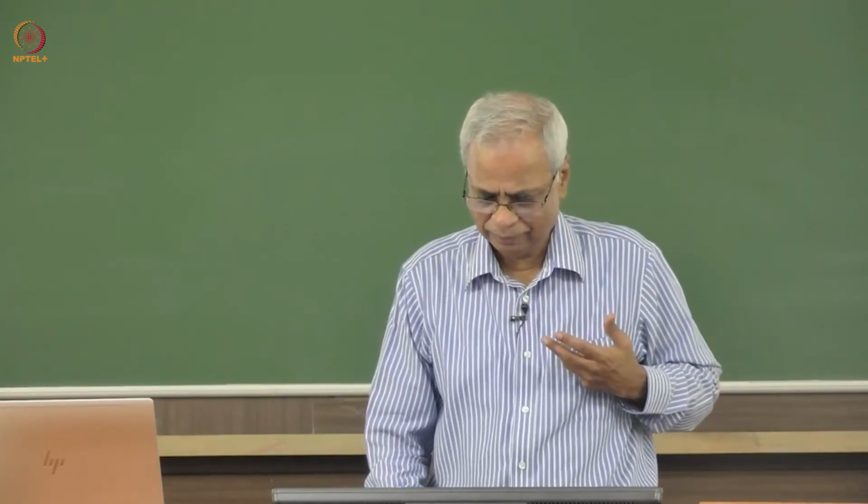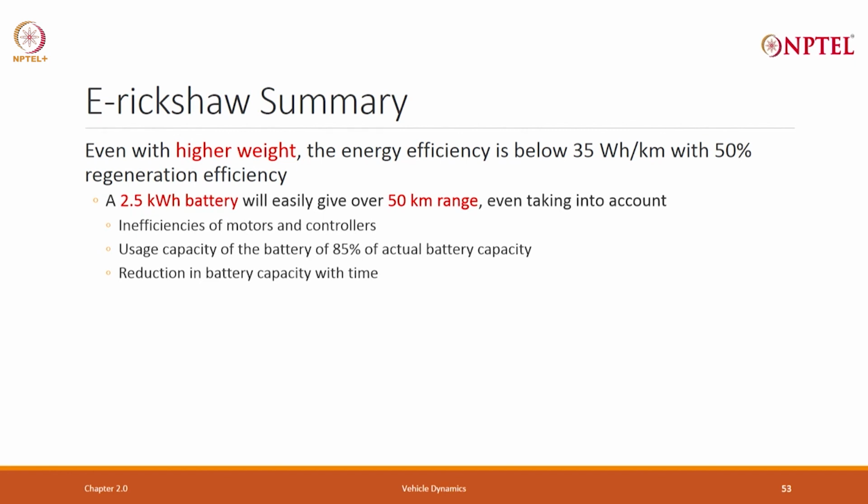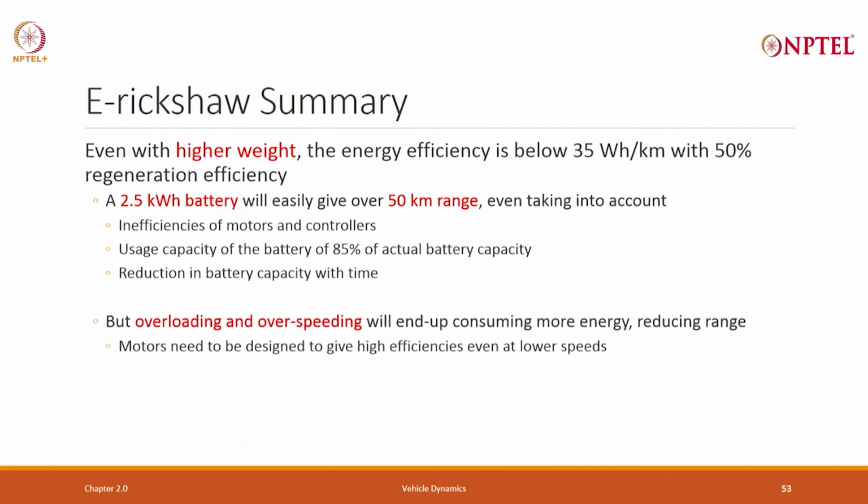a small sedan. So, e-rickshaw summary: even with higher weight, the energy efficiency is below 35 watt hour per kilometer with 50% regeneration efficiency. Now, what does it mean? If I take a 2.5 kilowatt hour battery and I am consuming only 35 watt hour per kilometer, it can easily give me a 50 kilometer range, even taking into account that only 85% of the battery is usable at any time. Of course, you have to remember that there is reduction in battery capacity over time. So, your 50 kilometer range will start slowly coming down. Overloading and overspeeding will hurt always.